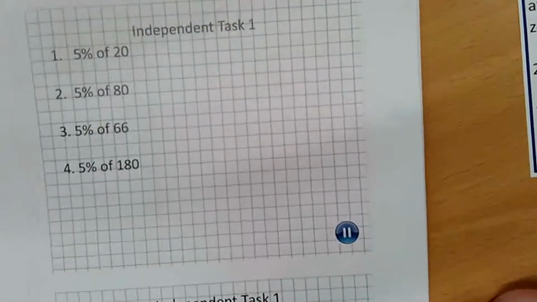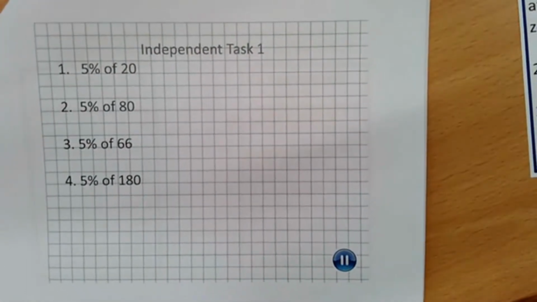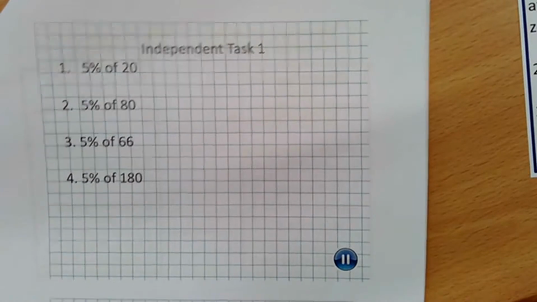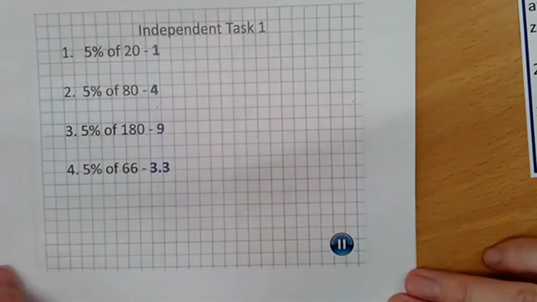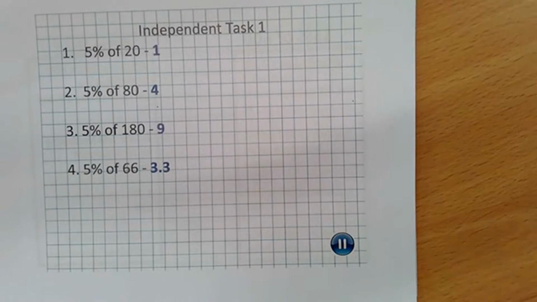Okay, so what I would like you to do is to complete your first independent task and unpause to go through the answers. So how did you find them? Let's take a look. These are the answers. Number 1 is 1, number 2 is 4, number 3 is 9, and number 5 is 3.3. Okay.